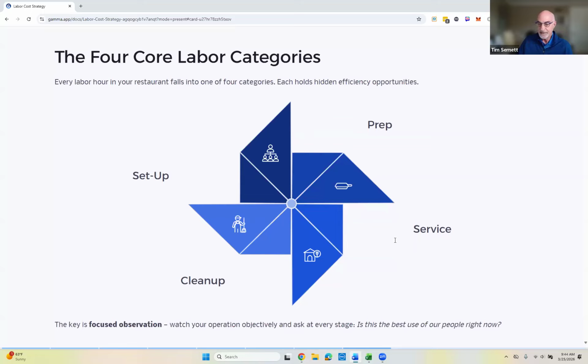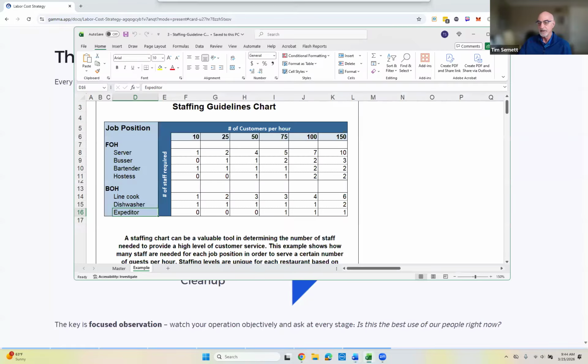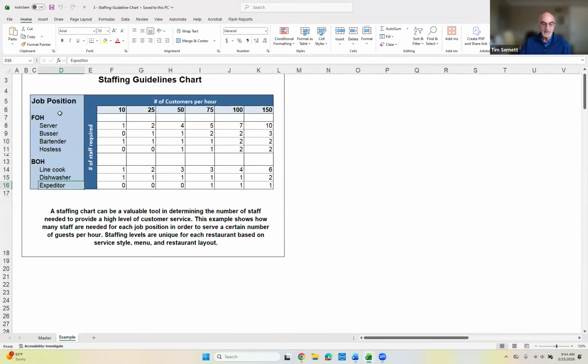Service, that's the next category. This is where labor directly impacts revenue. And again, the tool here is focused observation combined with a staffing guideline chart. I'm going to bring over another tool here. And this is for each position, and this comes to focused observation. You're going to hear that term a lot over the next few minutes. And basically, this is a simplified example, but you line up every position, front of house and back of house, and you put in customer counts. What are typical customer counts throughout the day, from the lowest count to the highest count?